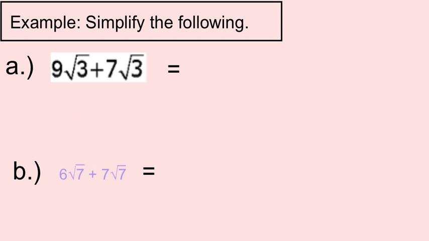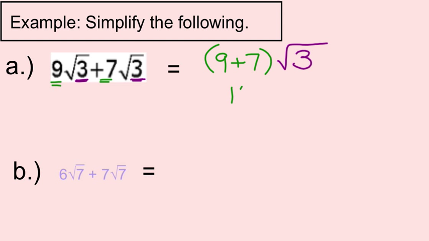Alright, so let's go on and do a few quick examples. So example A, 9 square root of 3 plus 7 square roots of 3. Look and see if these radicals are alike. Do they have exactly the same radicand? They do. They both have 3. So what you do is you add their coefficients together. 9 plus 7. And then this radical comes along for the ride. Now we just need to simplify that green piece. 9 plus 7 is 16, and then square root of 3.